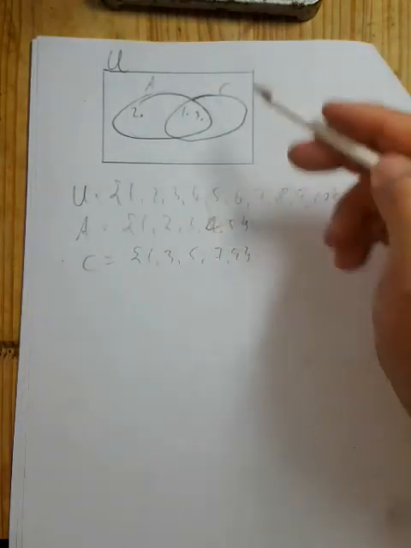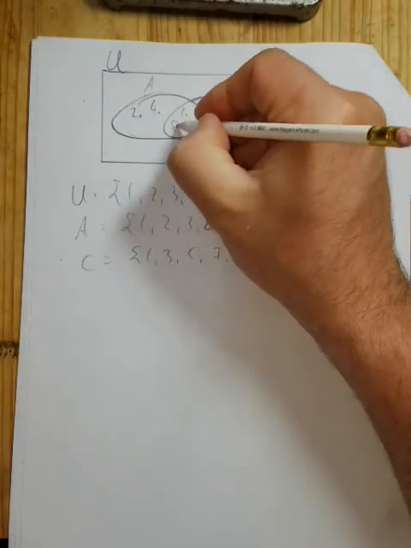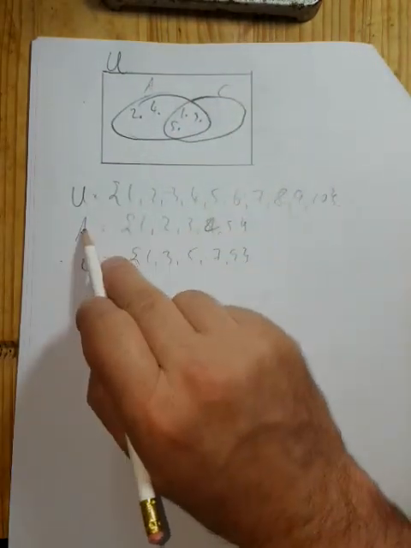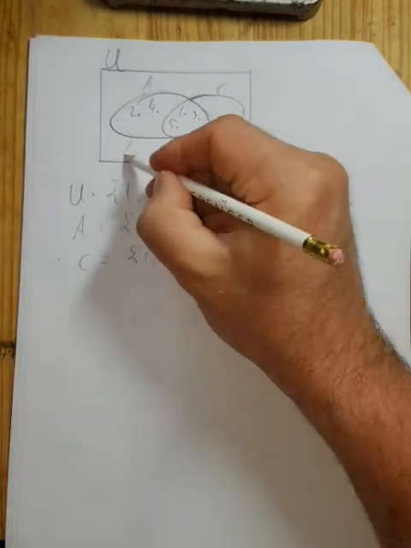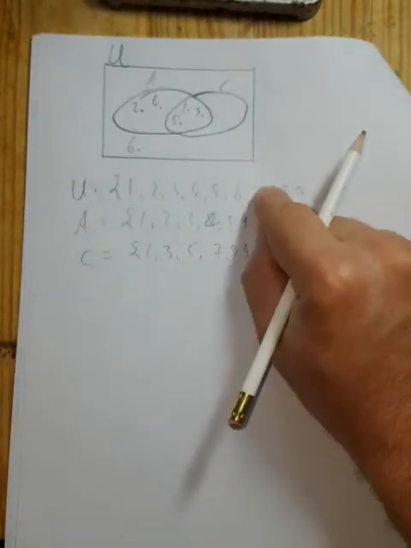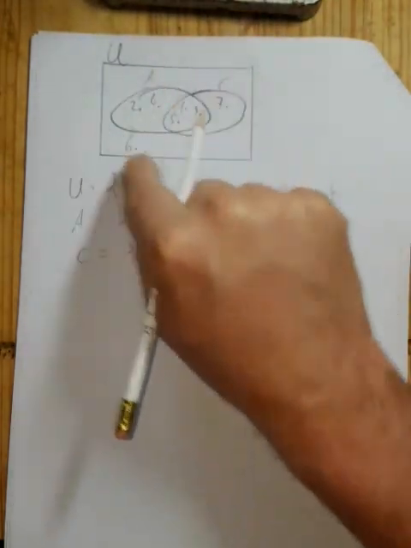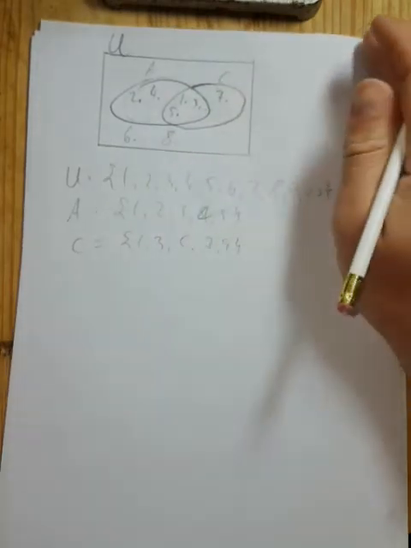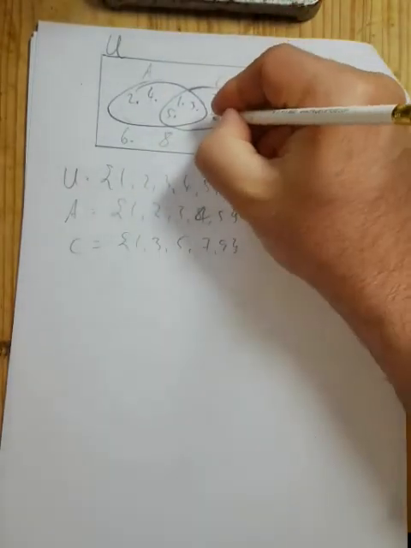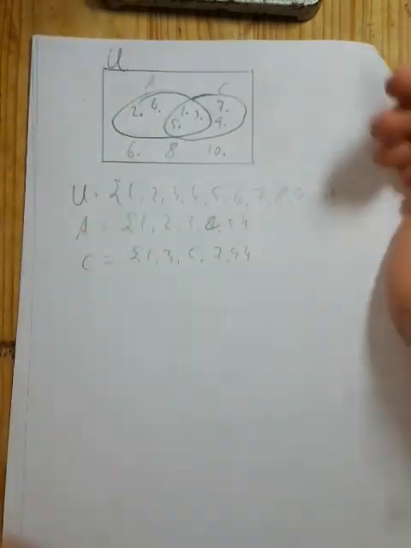4 is in U and it's in A, so 4 goes here. 5 is in all of them, so it goes here. 6 is in U, it's not in A and it's not in C, so it's going to go outside here, in the rectangle but outside the two circles. 7 is in U and in C, so it's going to go here in C. 8 is in U but in none others, so it goes here. 9 is in U and C, so it goes here, and then 10 is here. So that's how you draw a universal set.